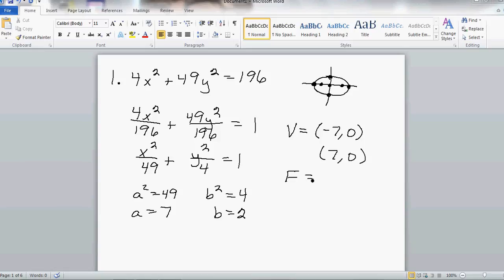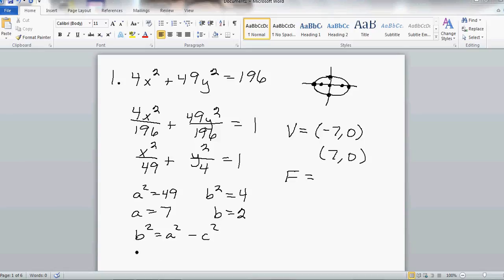Now how do we determine the foci? First of all, we need to determine what c is. Once we get a and b, we can use this fact: b squared equals a squared minus c squared. It's somewhat similar to the Pythagorean theorem, but this is how we determine what c is. B squared equals a squared minus c squared.